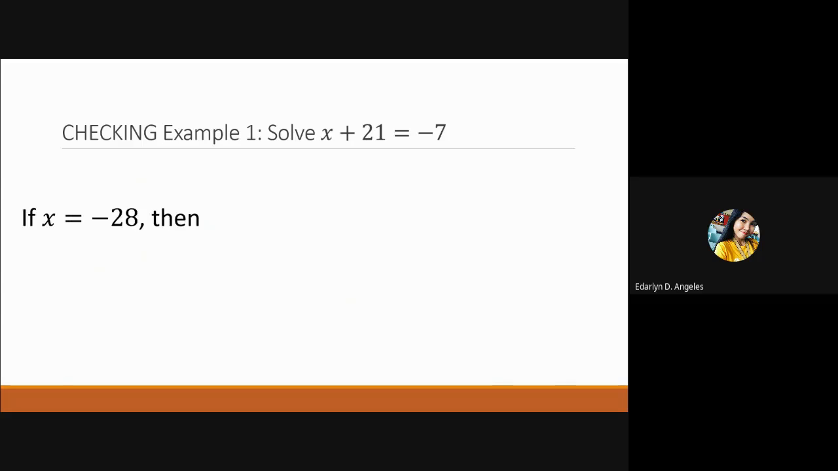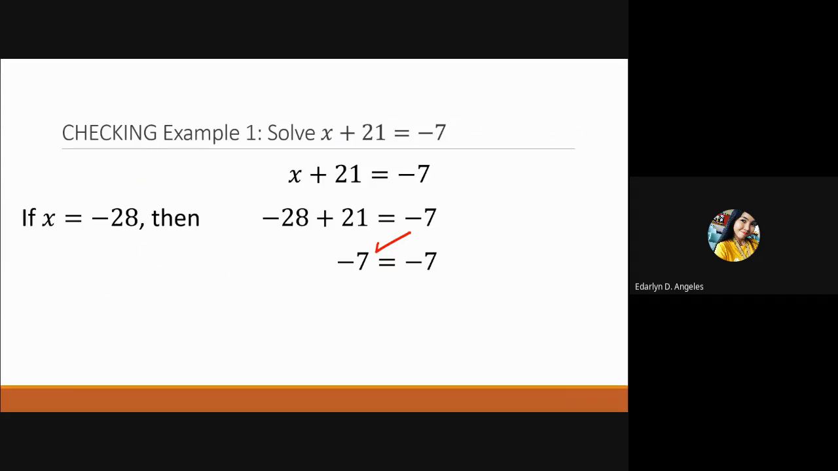Again, if our x is negative 28, then x plus 21 is equal to negative 7 is our given. Substitute the value of x to the equation, which is negative 28. So that would be negative 28 plus 21 is equal to negative 7. Simplify. What is the sum of negative 28 and 21? So the sum would be negative 7 equal to negative 7.